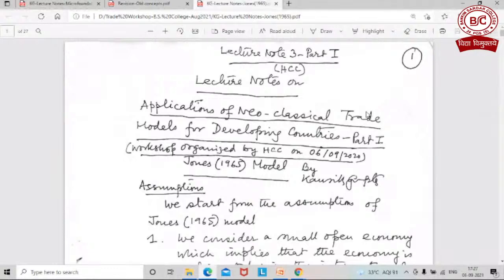So always for building a model, the building blocks are essential. I know that you don't know anything about the Heckscher-Ohlin model. So it's relatively difficult because it's an application of the neoclassical trade model, which is basically based on the Heckscher-Ohlin structure. So I'll try to make it as simple as I can.